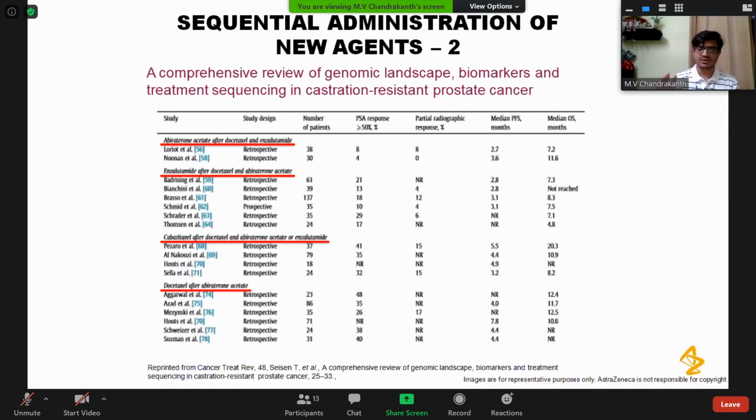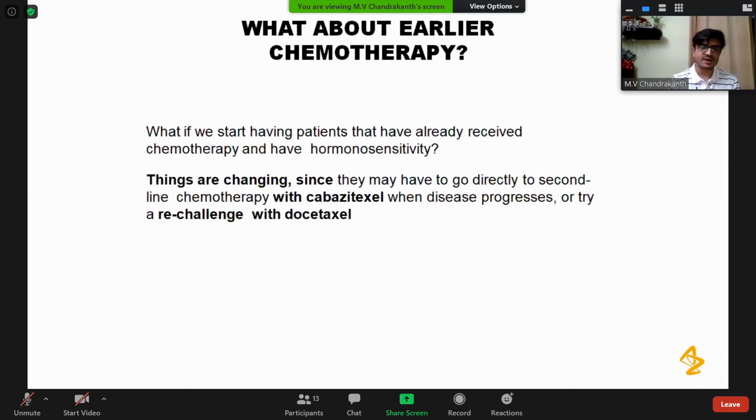So these are all not clear-cut conclusions. These are all things which we can analyze when we look into multiple trials and their results. So again, you can see multiple trials reporting what if I use abiraterone first and then after docetaxel enzalutamide, what if I use enzalutamide first. So again, contrasting results.